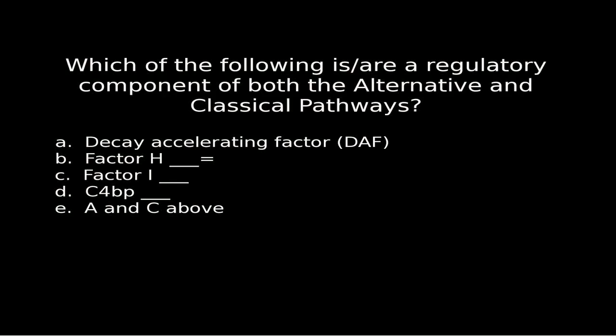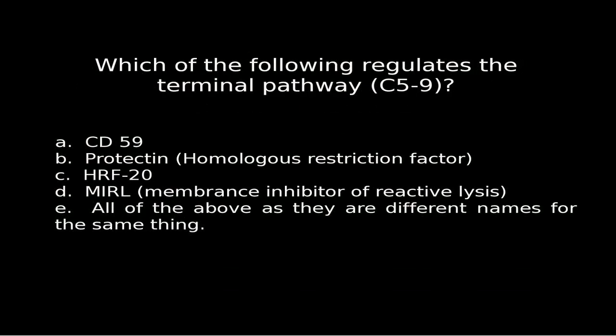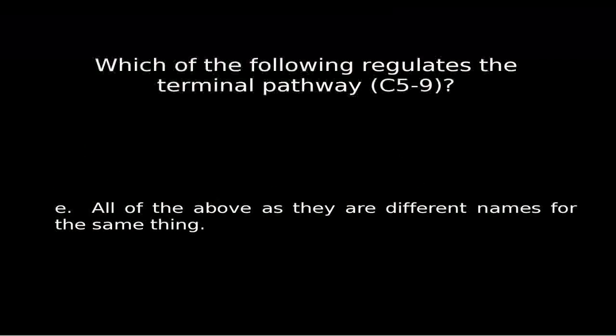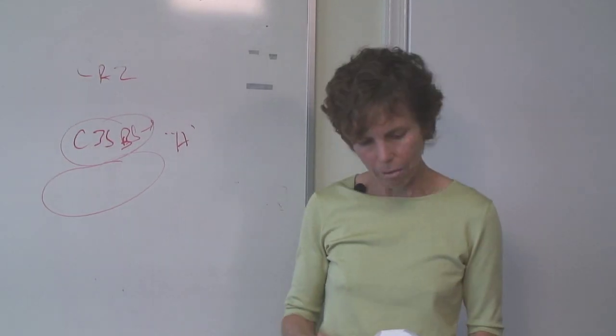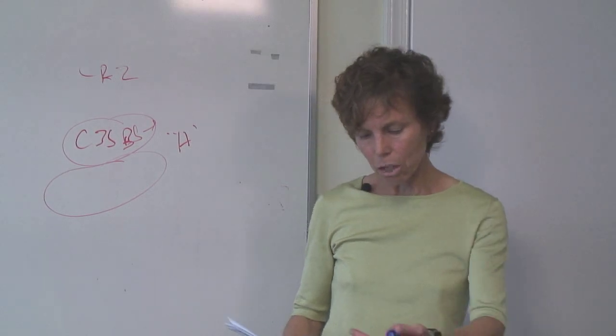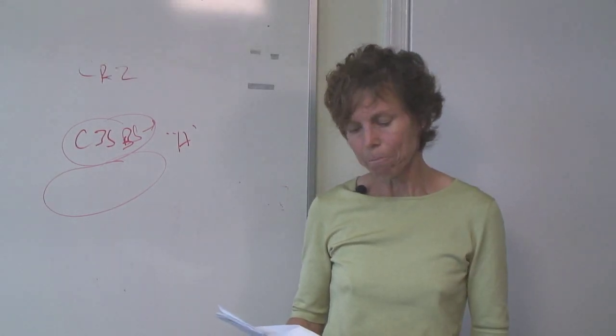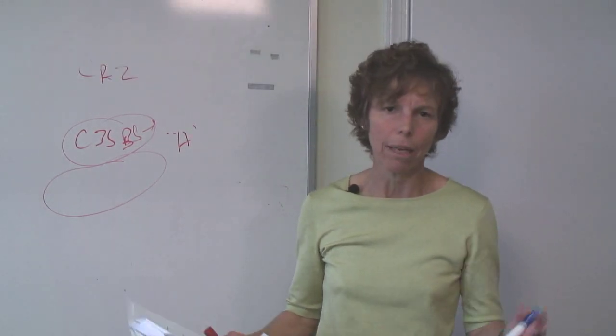And remember that answer B, factor H, is part of the alternative pathway, and answer D, C4 binding protein, is part of the classical pathway. And finally, number 13 is, which of the following regulates the terminal pathway? The terminal pathway being the membrane attack complex. E, all of the above, because they are different names for the same thing. That's a favorite in immunology. They like to name the same thing a lot of different names, just maybe to confuse us, but essentially all those are the exact same mechanism.